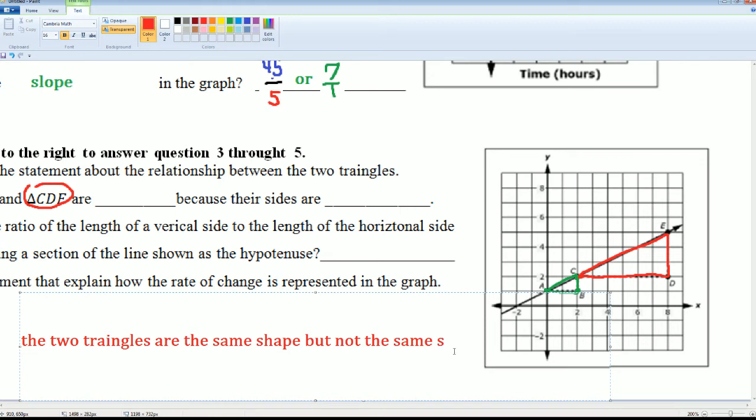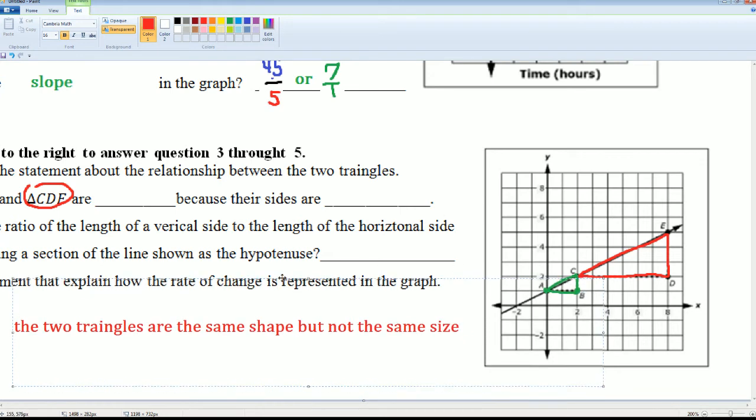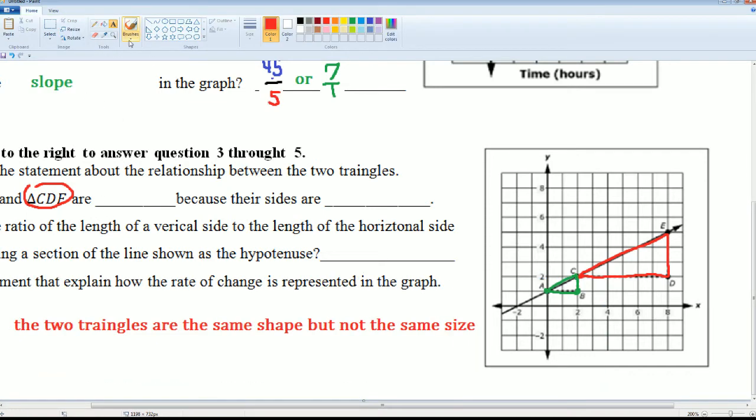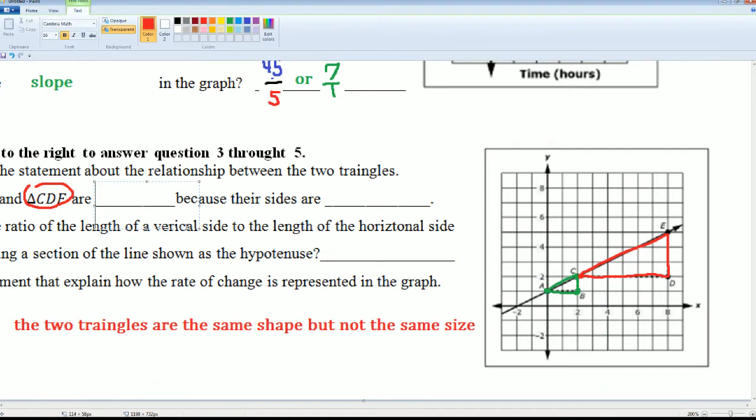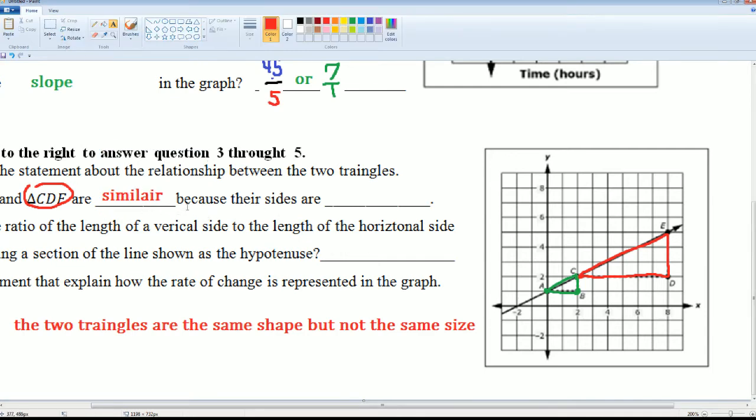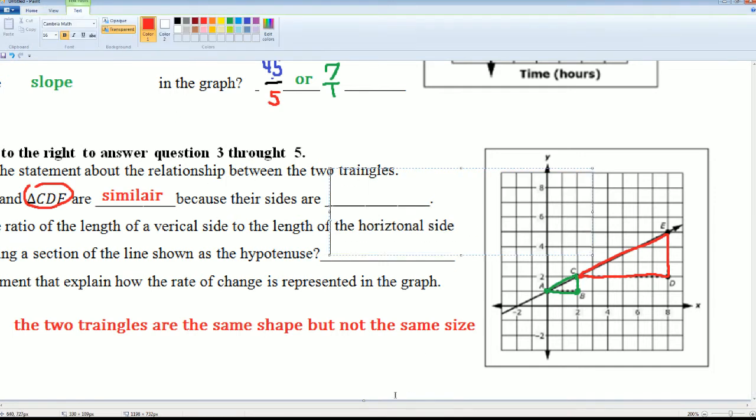All right, do you agree? They're both triangles. They're the same shape. Are they the same size? No, one is smaller. So, what word do we use with that? We would say they are, if I know how to spell it, hopefully, similar. I think that's how you spell it. Okay? Similar. Because their sides are, you could also say their sides are, you can use that word, I think, proportional.